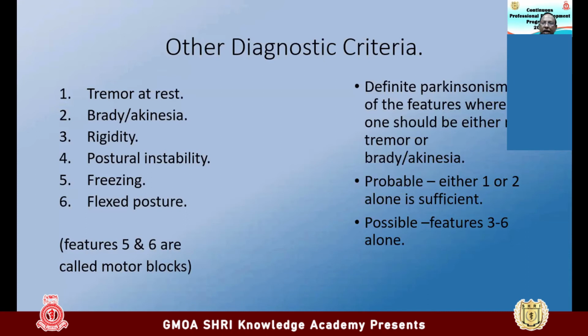If these features are there, it is definite Parkinsonism. If the patient has Parkinsonism with all the features, one should be tremor or bradykinesia. Then probable is there, as you can see, when either one of the first four is present, either one of these following. So possible is when the features 5 or 6 are present.